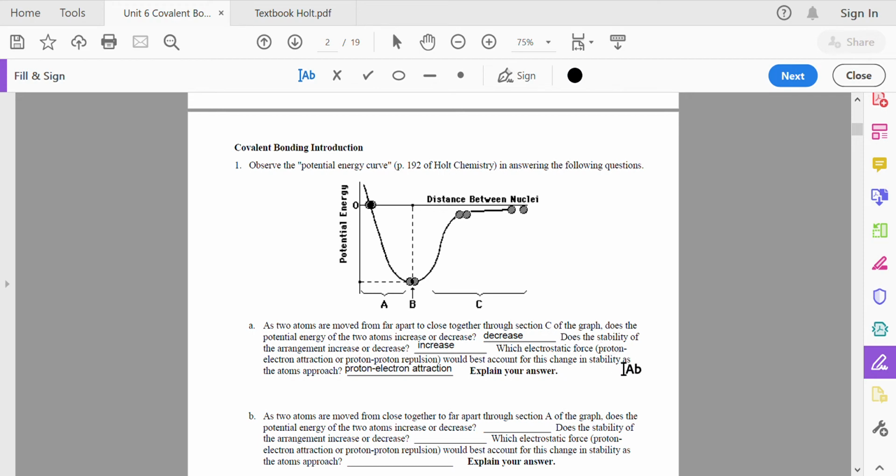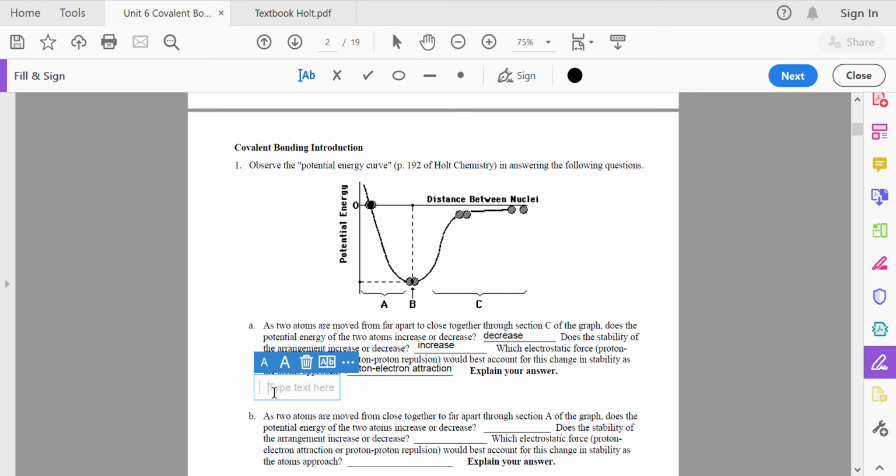Does the stability of the arrangement increase or decrease? As it falls down the hill, stability increases. Which electrostatic force: proton-electron attraction or proton-proton repulsion? Well, it's an attractive force, so proton-electron attraction increases. Proton-electron attraction is what causes this change in stability.